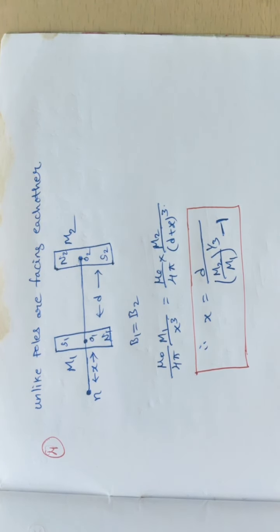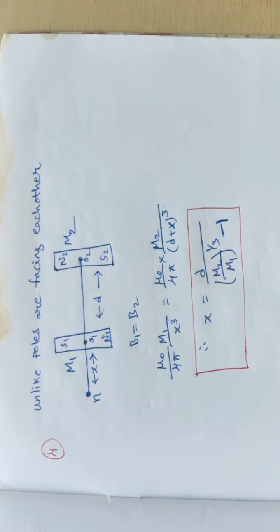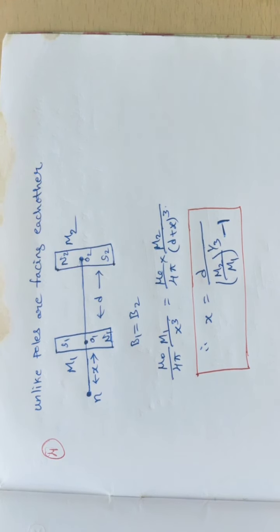In the case of the equatorial line, we know mu naught by 4 pi into m divided by d cube is the general formula. Based on the situation, mu naught by 4 pi into m1 divided by x cube is equal to mu naught by 4 pi into m2 divided by (d plus x) whole cube. On simplification, we get the null point at distance x equal to d divided by (m2 by m1) whole power 1 by 3 minus 1.